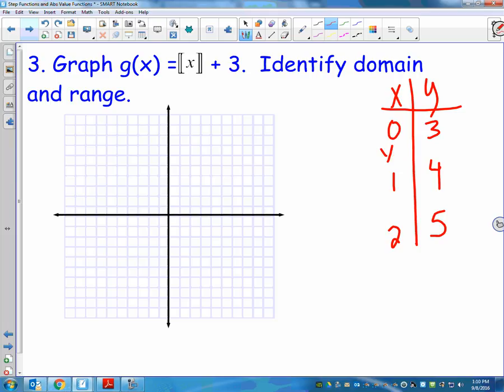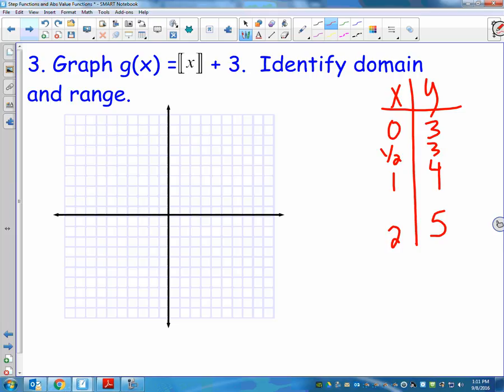Like if you picked a half here, order of operations, you do grouping symbols first. These are grouping symbols. So if I plugged a half in there, a half would round back to 0, or rounding down, and 0 plus 3 means I'm going to get 3 again. So every number between 0 and 1 is going to round back to 3. Every number between 1 and 2 is going to round back to 4.